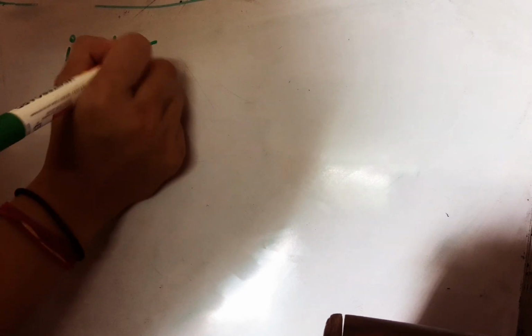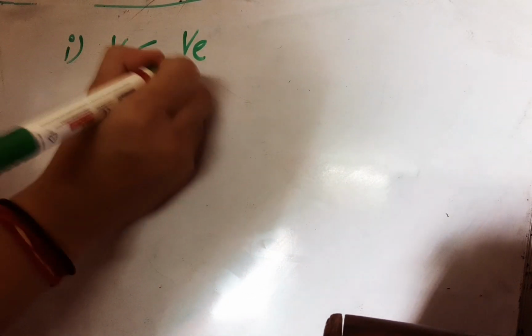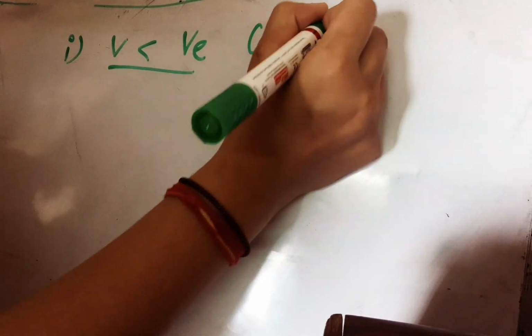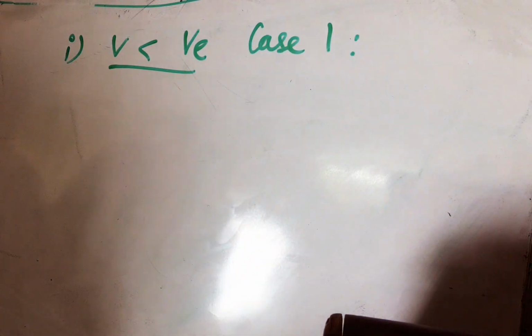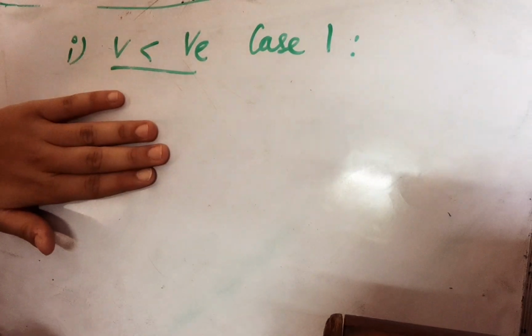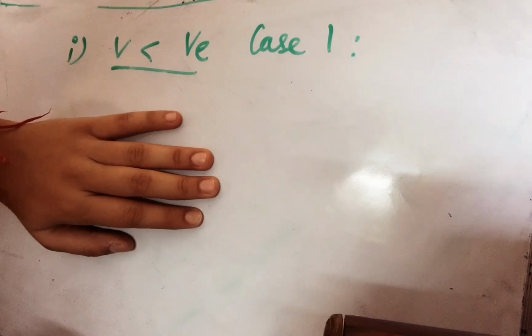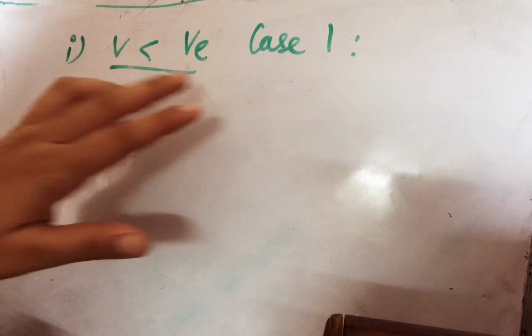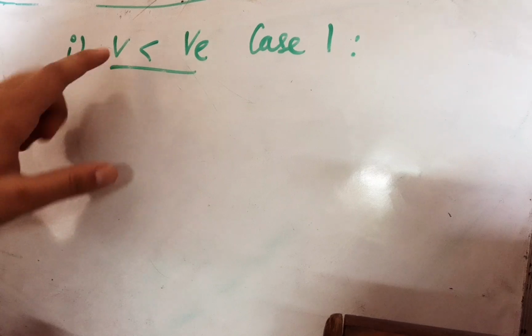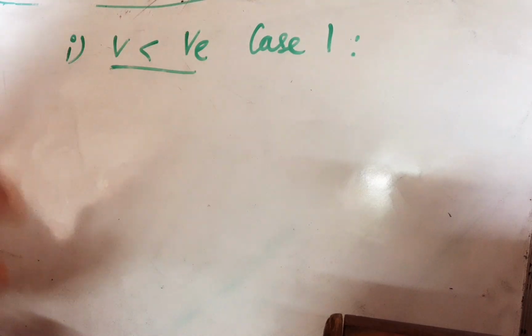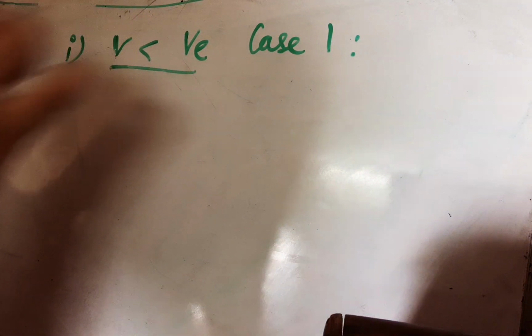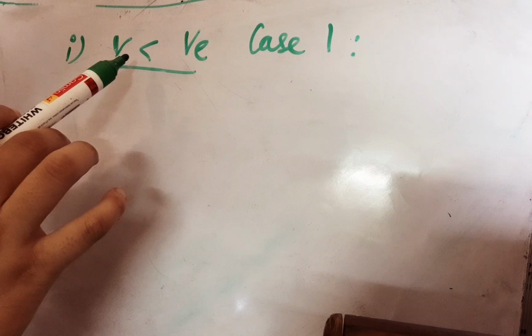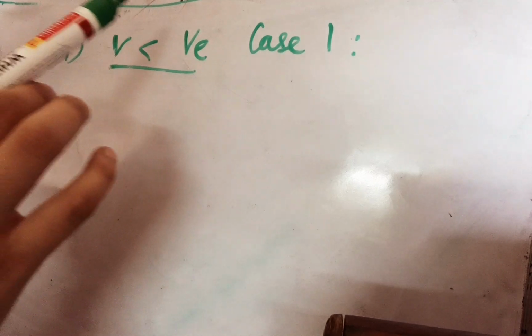So the first case is your velocity is less than escape velocity. This is our case number 1. In this case, instead of solving, you need to remember the direct results. Now in case 1, whatever velocity you are projecting, it is less than the escape velocity. Means what? Our body will not escape from the gravitational field.